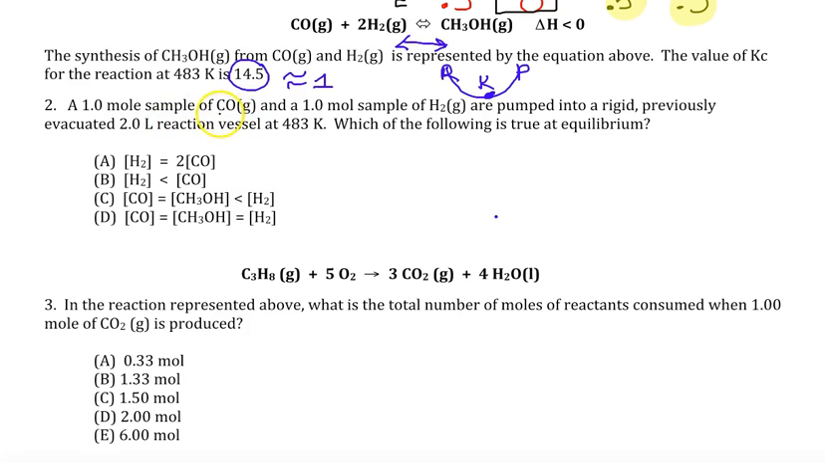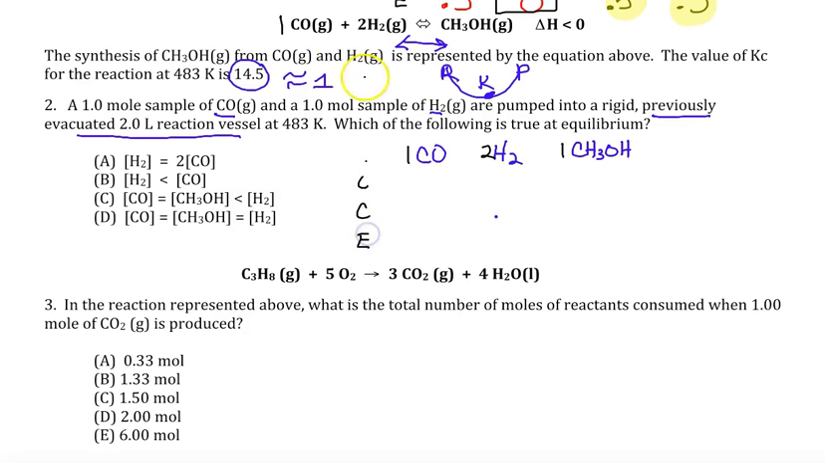Well, they give me a 1 mole sample of carbon monoxide and a sample of H2, my 2 reactants. They're pumped into a previously evacuated reaction container. There's nothing there. Which of the following is true at equilibrium? Okay, fine. So we have CO, we have H2, and we have our CH3OH. We have our stoichiometric relationships. There's 1 of these, right? Nothing in front implies 1. 2 here, and nothing in front implies 1. And here's my initial, change, and at the end.